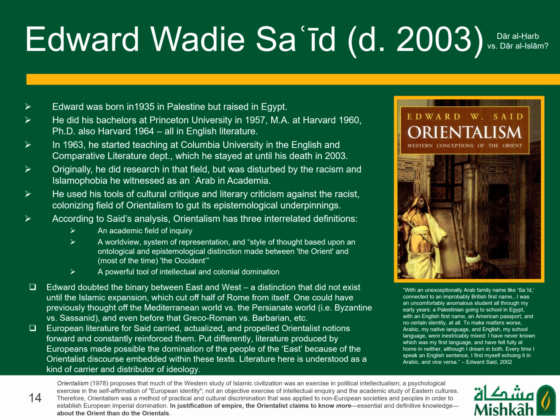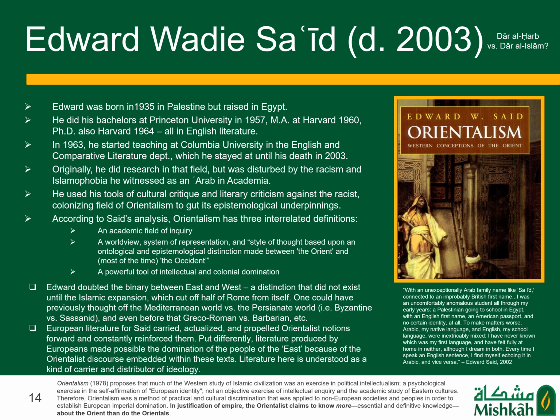European literature for Said carried, actualized and propelled Orientalist notions forward and constantly reinforced them. Put differently, literature produced by Europeans made possible the domination of the people of the East because of the Orientalist discourse embedded within these texts. In other words, all of European literature served as a way of propagating European domination. So literature is understood as a kind of carrier and distributor of ideology.